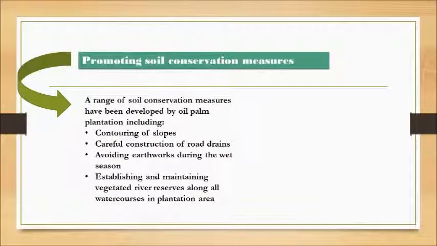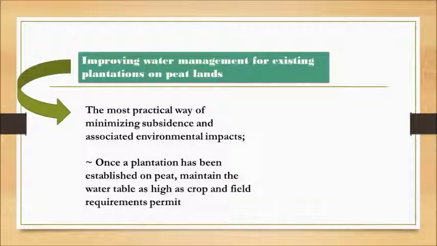Second, promoting soil conservation measures. A range of soil conservation measures have been developed by oil palm plantation, including contouring of slopes, careful construction of road drains, avoiding earthworks during the wet season, establish and maintaining vegetated river reserve along all watercourses in plantation area.